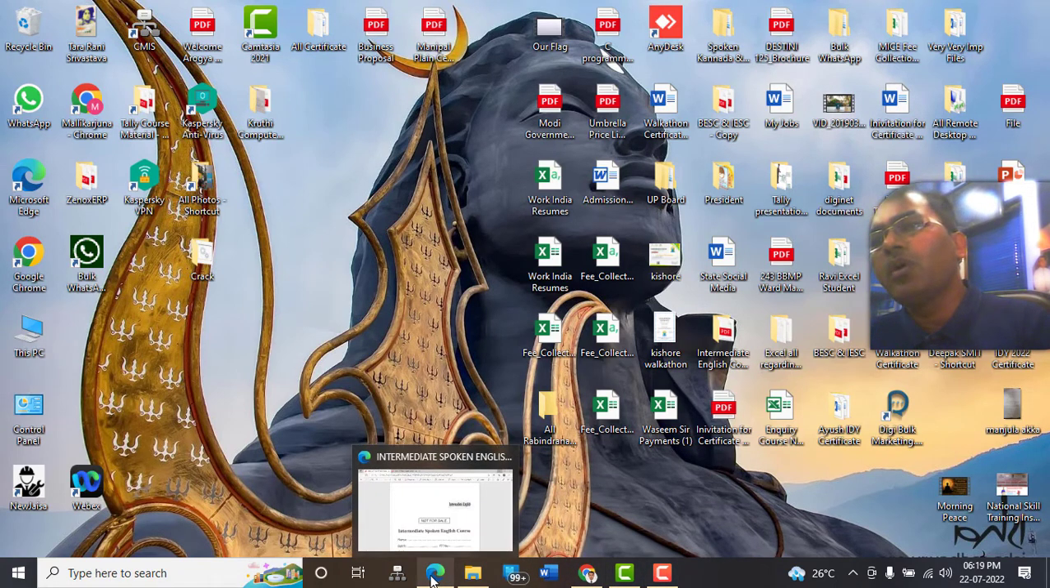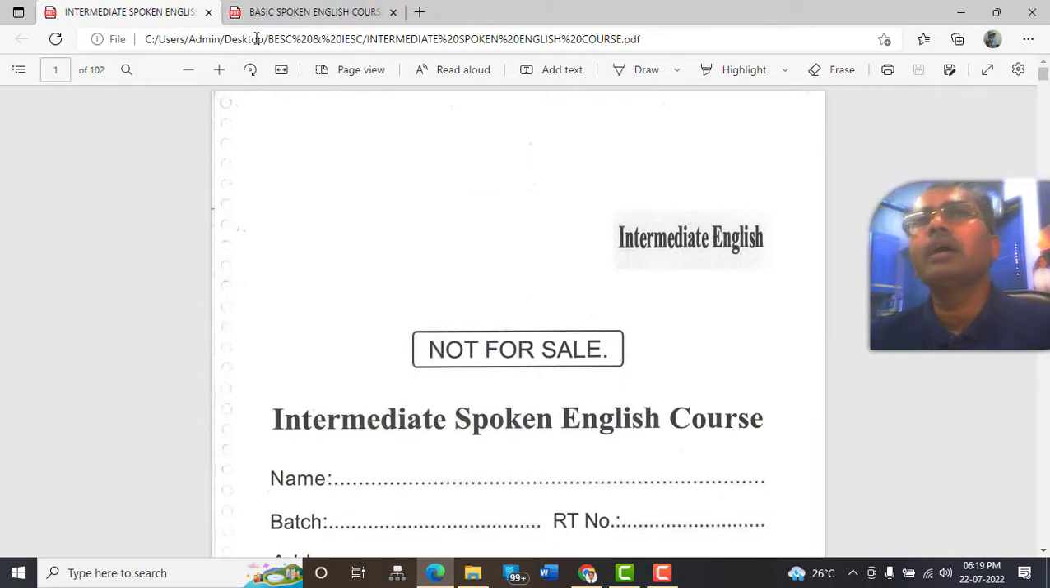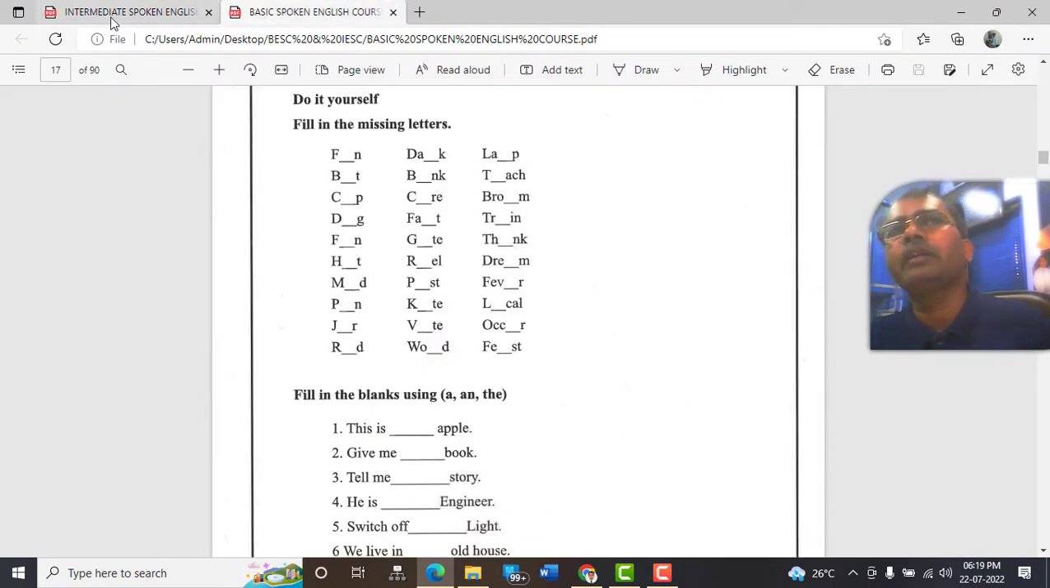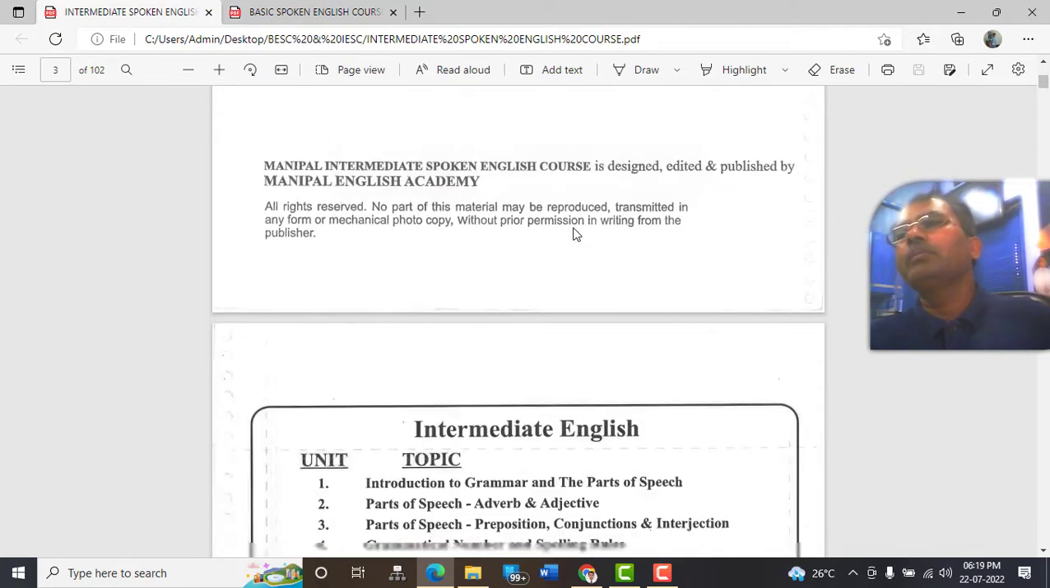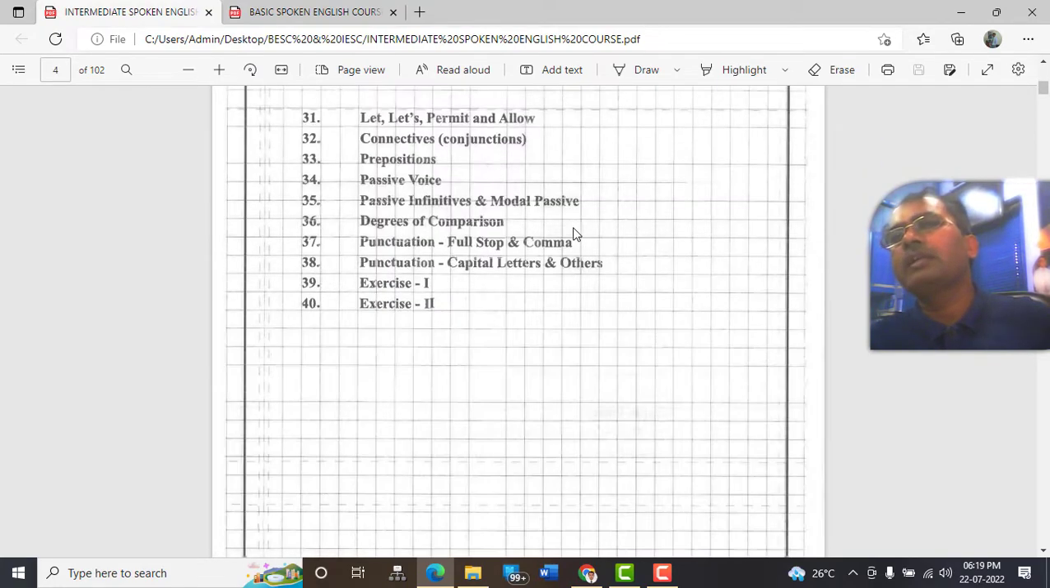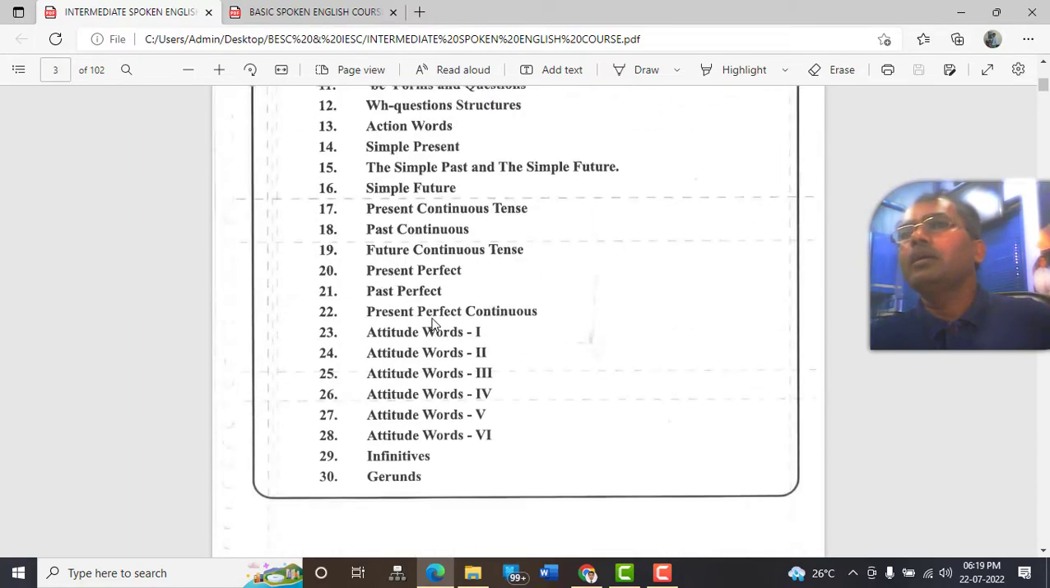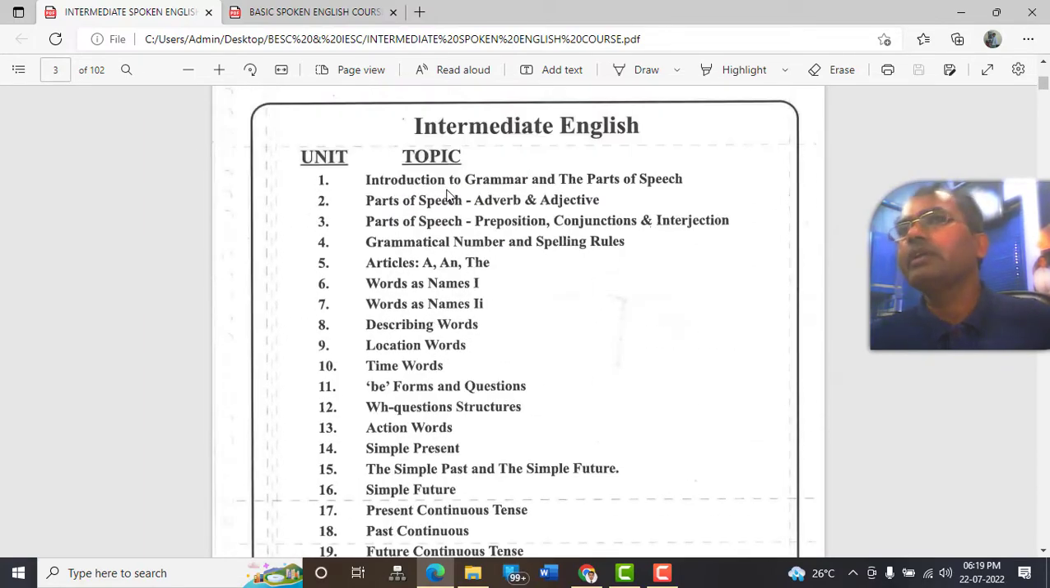I'll just give you a small gist of what will be covered in basic and what will be covered in intermediate. We will start from intermediate only. The intermediate totally has around 40 lessons, but in intermediate we'll definitely be focusing more on grammar. We will be starting off with introduction to grammar. We will be talking about the parts of speech, and everything would be told to you. And then it will continue with the second lesson, again with parts of speech.